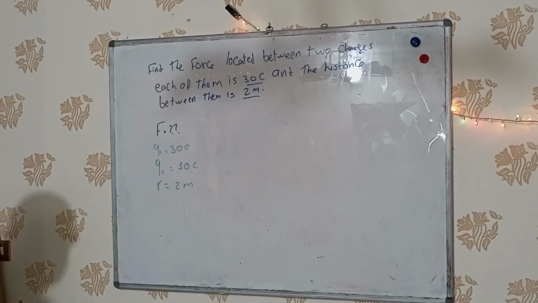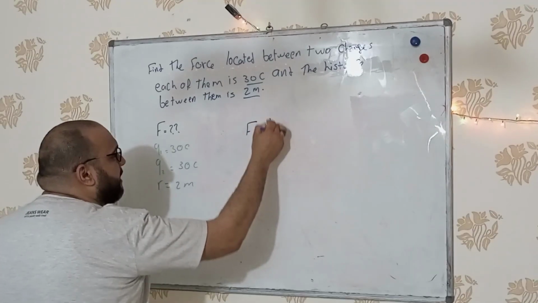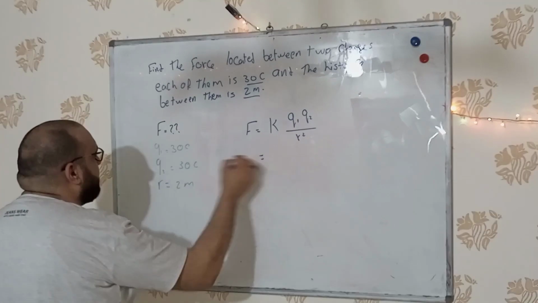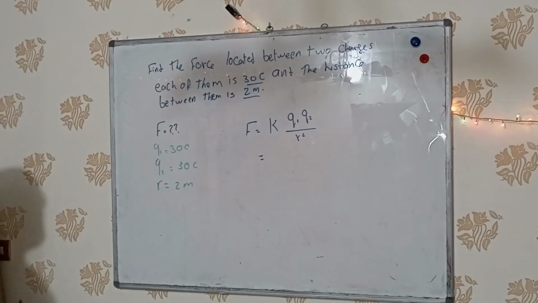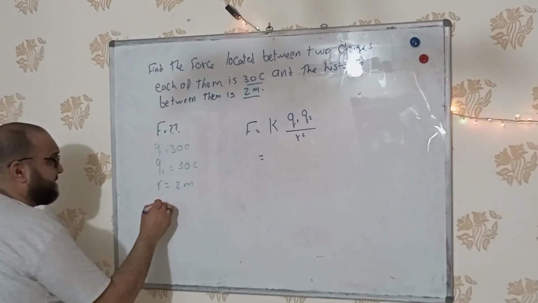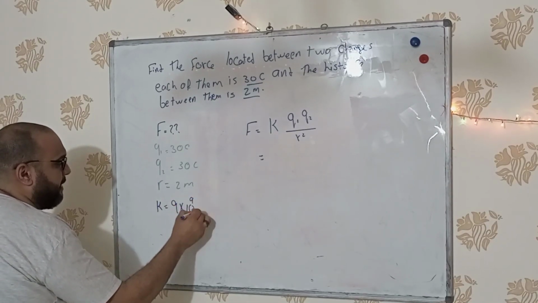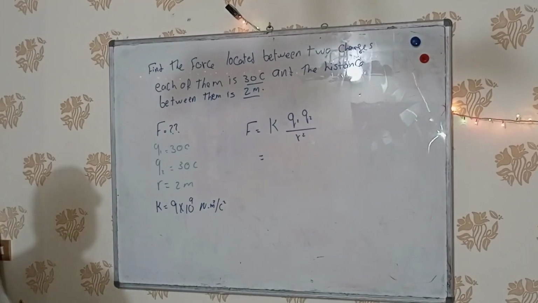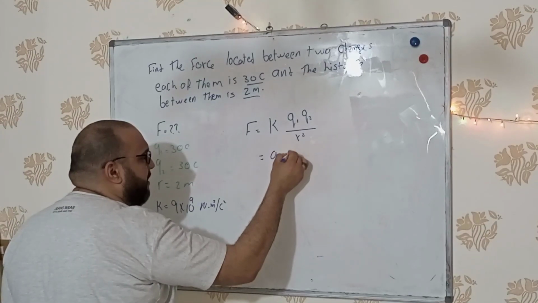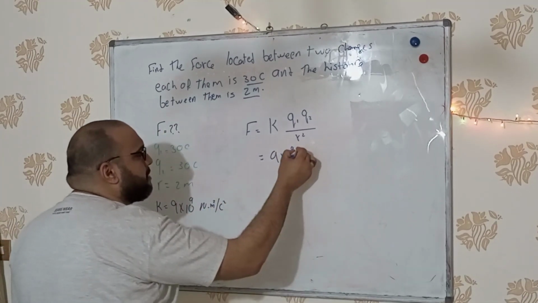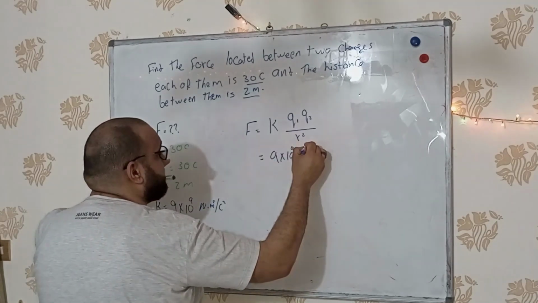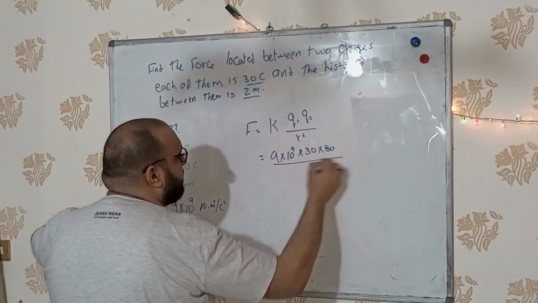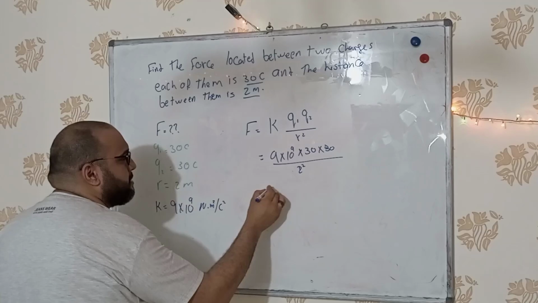Using Coulomb's law, force equals K Q1 times Q2 divided by R squared. So easy, direct substitution. You already know the value of K; you have to memorize it. K equals 9 times 10 to the power 9 Newton times meter squared per Coulomb squared. So 9 times 10 to the power 9 times 30 times 30 divided by 2 squared.